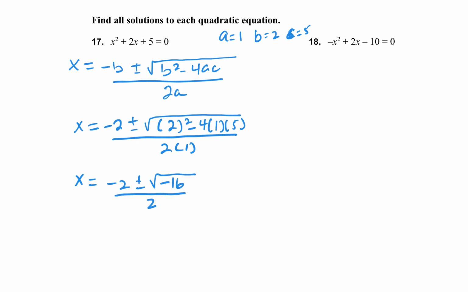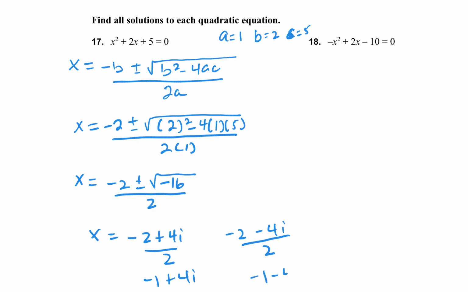We know that the discriminant is negative, so it's going to be imaginary. So x is equal to -2 plus 4i divided by 2, or -2 minus 4i divided by 2. So this will be negative 1 plus 4i or negative 1 minus 4i.